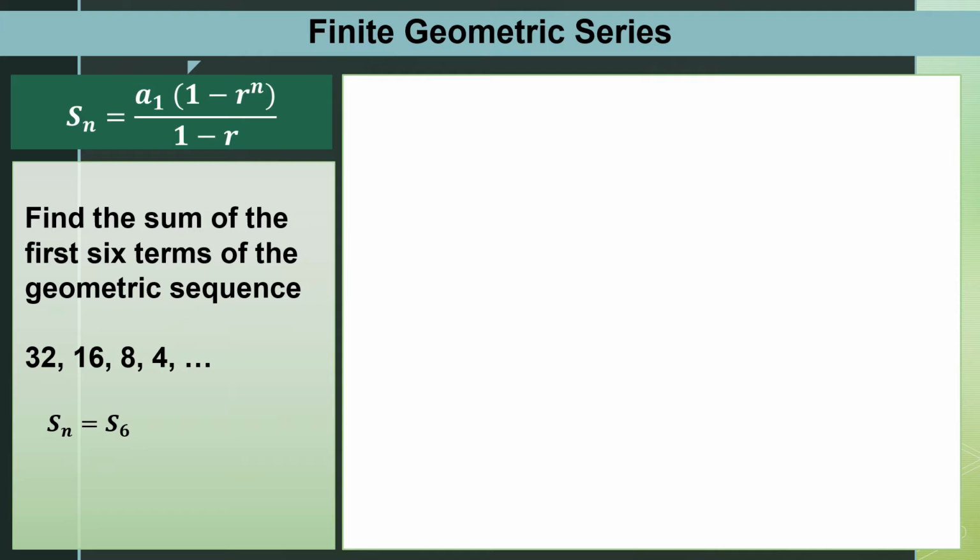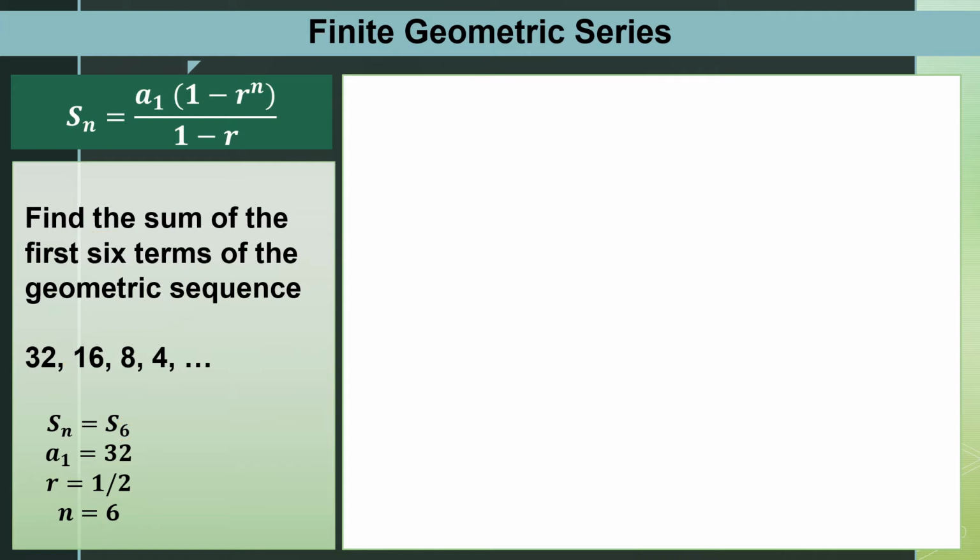Unang-una, ang S sub n natin ay equal sa S sub 6 dahil meron tayong 6 terms. Pangalawa, ang a sub 1 natin ay 32 dahil ang a sub 1 ay ang ating first term. Pangatlo, ang r natin ay 1/2 dahil ang r ay maaari nating i-compute kung tayo ay magdi-divide ng dalawang magkasunod na term. So, for example, meron tayong 4 over 8 at ang 4 over 8 ay equivalent sa 1/2. At ang huli, meron tayong 6 as n dahil ulitin natin, meron tayong 6 na terms sa ating sequence.